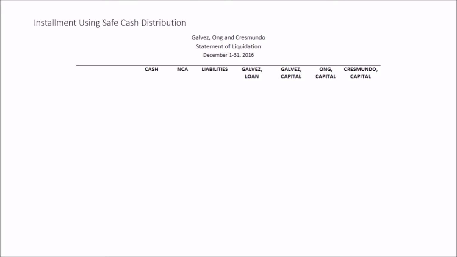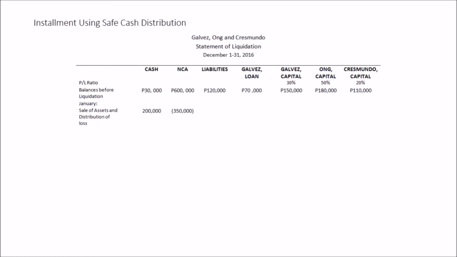Installment using safe cash distribution. Galvez, Ong, and Cresmundo Statement of Liquidation, December 1 to 31, 2016. PL ratio, 30% for Galvez, 50% for Ong, and 20% for Cresmundo. Balances before liquidation are as follows. As stated, the first non-cash assets were sold at 200,000 with a loss of 150,000. The loss was divided to each partner through their PL ratio.